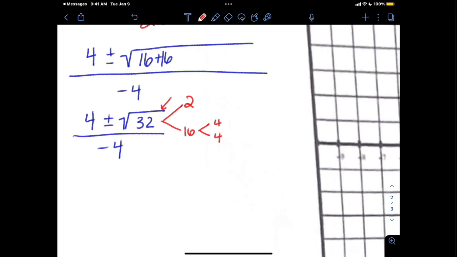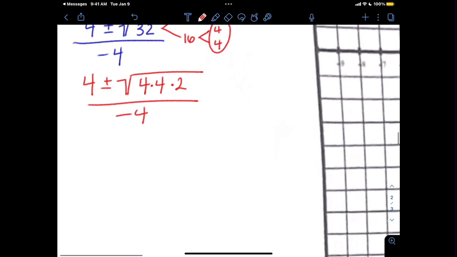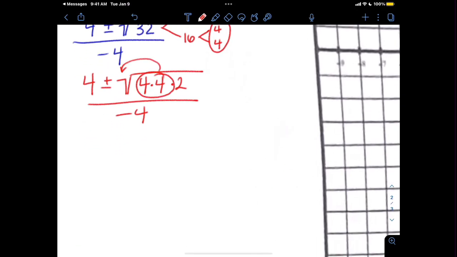So I broke it down to its factors. I see I have 2 4s. So I'm going to write this out one more time. So if they have a match, there's 2 of them, I could take 1 out. So 4 plus or minus 4 times the square root of 2, all divided by negative 4.